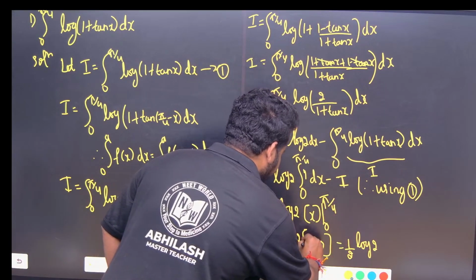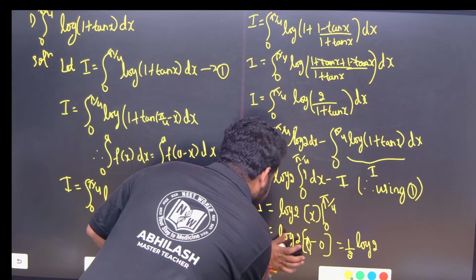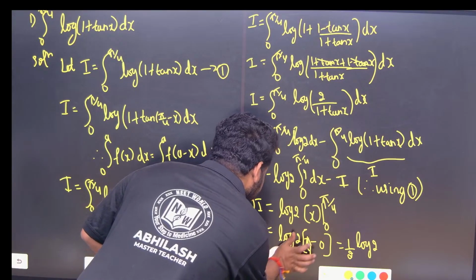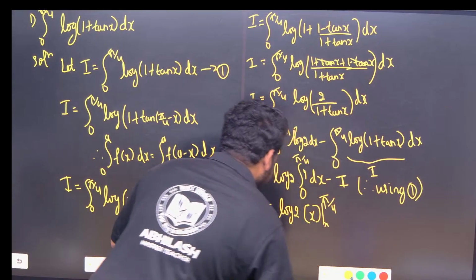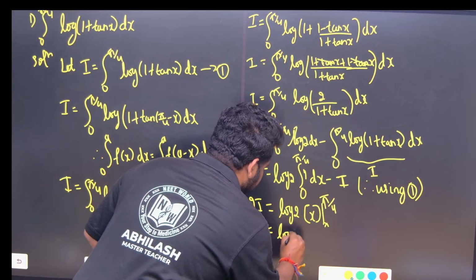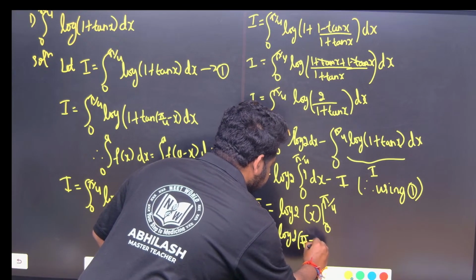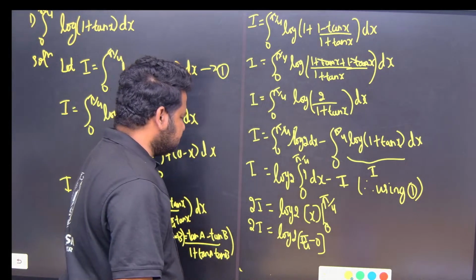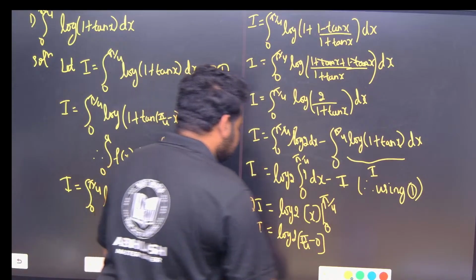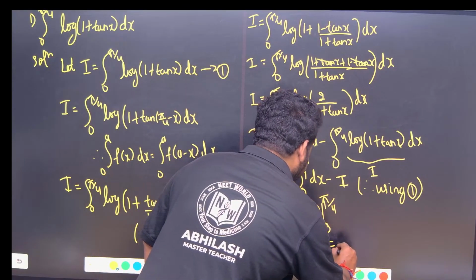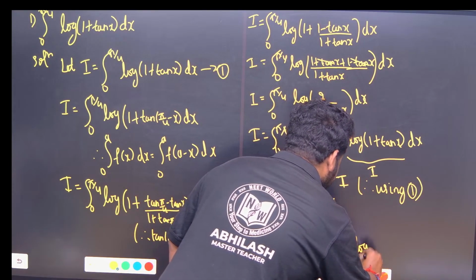So this will become pi by 4, correct. Let me correct it here. Limits should be applied carefully. So this will become log 2, upper limit minus lower limit, pi by 4 minus 0. Pi by 4 minus 0 means pi by 4 will be outside. So this will become pi by 4 into log 2.